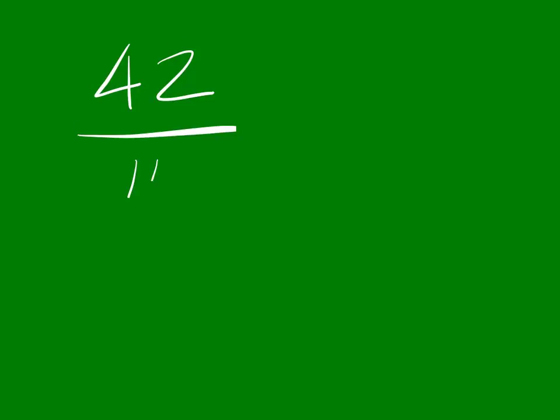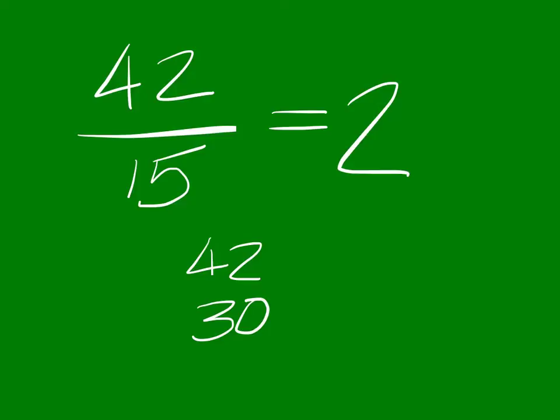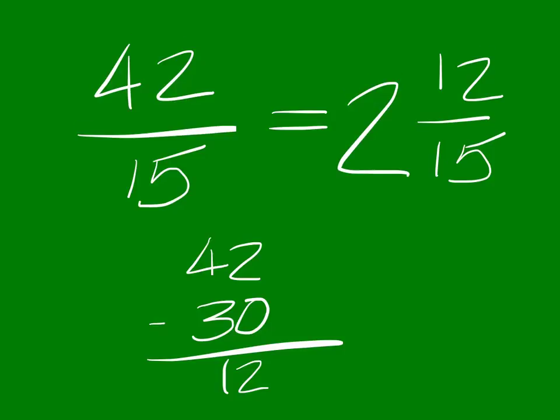42 over 15. What do I do first? How many times does 15 go into 42? Twice. Yes. What is 15 times 2? 30. So if 15 times 2 is 30 and we started with 42, what's left over? 12. What do I do with that 12? 12 over 15. Can I reduce 12 over 15? Yes. How do I reduce 12 over 15?